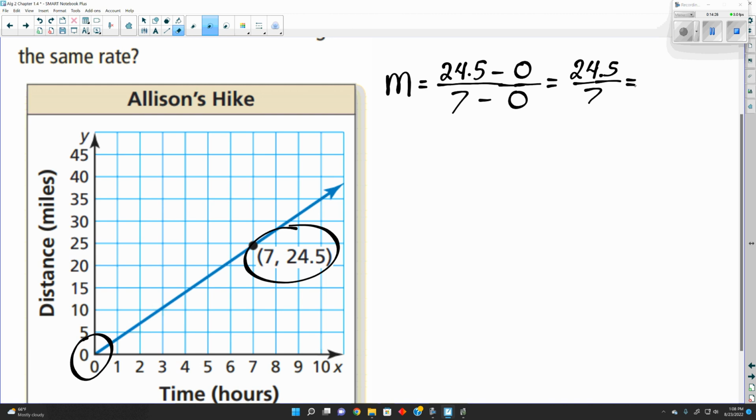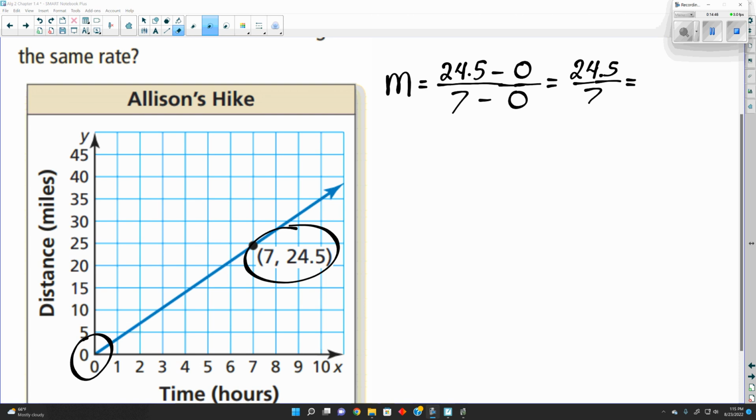Now, if we solve this here, we can't leave it. All right, guys, so we'll finish these 2 problems up here. They're not going to take that long. So any questions on this so far? Well, we can't leave the slope as 24.5 over 7. We have to have it as a fraction or a decimal. We can't have it as both.